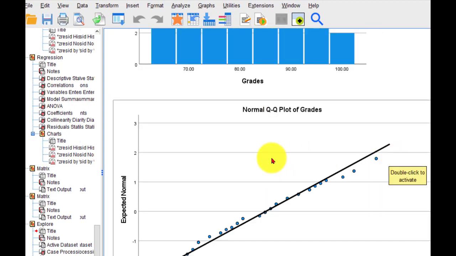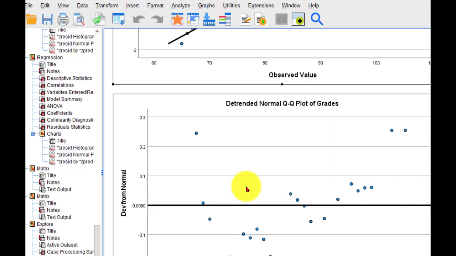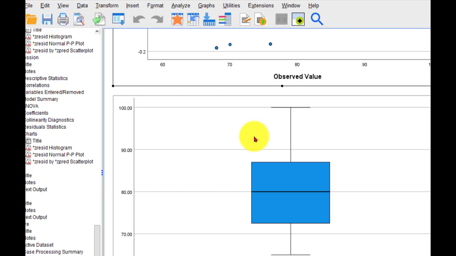QQ plots are a test of normality as well. For a normal data set, these dots should be really close to the line, and they are. And we don't look at the detrended QQ plots; we don't use that anymore. But there's a box plot. Look at that. And it's pretty normal. The stretch of the top and bottom whiskers are pretty much the same, and the median is right in the middle. So there's the first part.